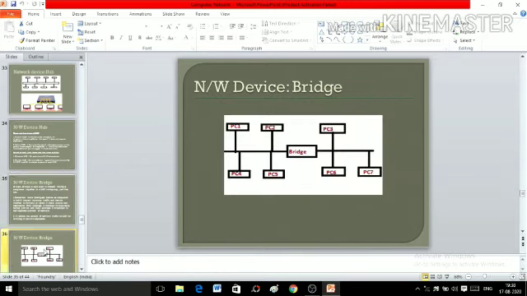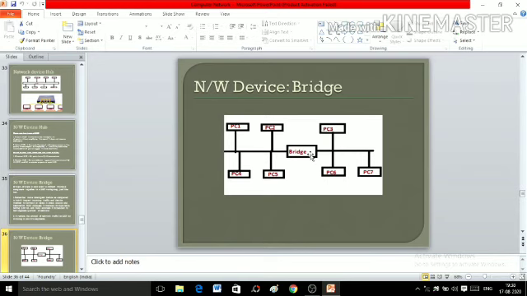See, in this case, suppose PC1 now wants to send the message to PC7. Bridge also forwards the message, also broadcasts the message, but in this case, unlike hub, bridge will broadcast the message to half of the network segment. Now how does bridge do this work?